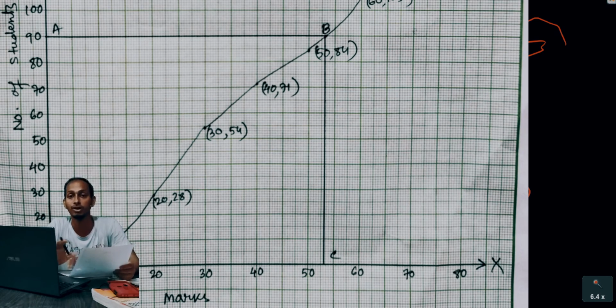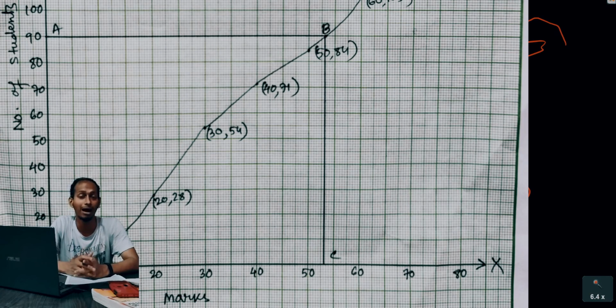I hope all of you have understood how to draw the ogive and how to find the median using the ogive. So that's it from my end for this video.